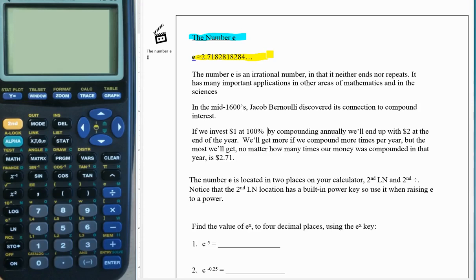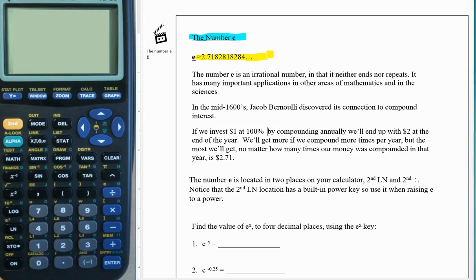So this says if we invest $1 at 100% by compounding annually, we'll end with $2. So after 1 year, you kind of double your money. Well, if you actually compound it more times a year, so every 6 months, or once a week, or once a day, or what if you could do it once an hour, or once a second. But no matter how many times you do it, the most you'd ever get is $2.71. Okay, and what we'll actually learn is E will help us talk about what if you can compound it continually, meaning never stop adding the interest to the interest you've earned.